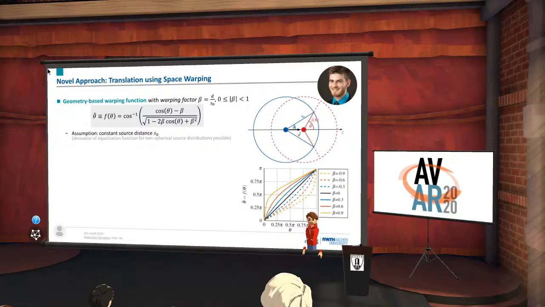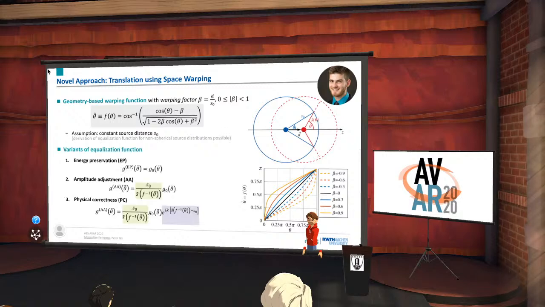And now we have to discuss how to choose our equalization function. We are basically considering 3 different flavors of it. First is the energy preserving variant, and the second variant now introduces an amplitude adjustment in addition to the energy preservation, according to the inverse square law of distance, so that if we approach a source, the sources also get louder.